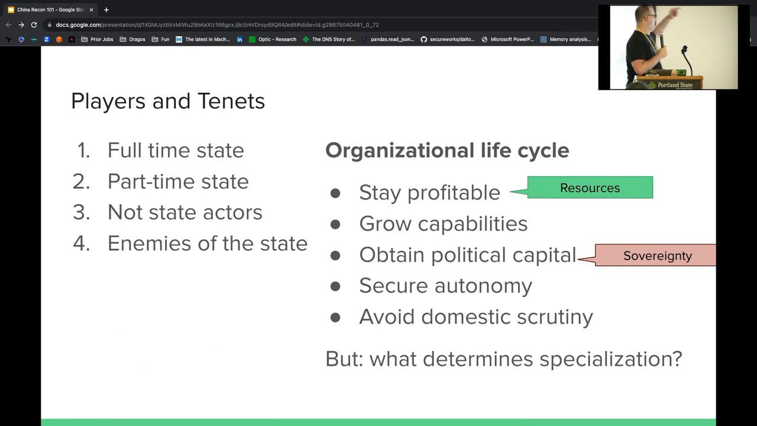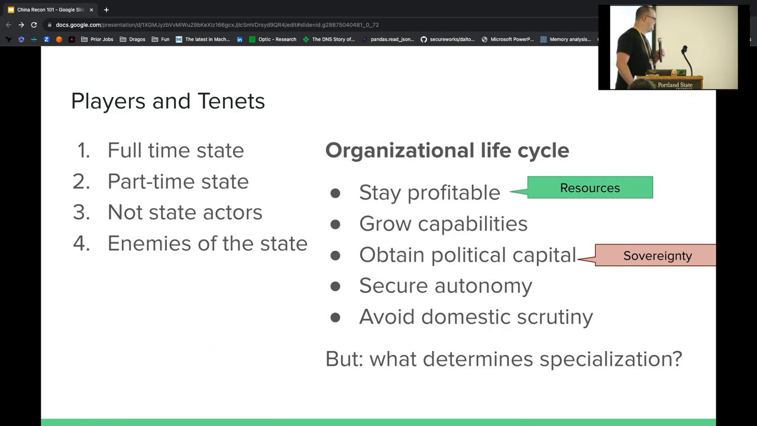You've got people who serve the state full-time. You have organizations that serve the state full-time. You have organizations that serve the state less than full-time, we'll call it part-time. Some publications refer to it as double-hatting; they're basically guest players. There are players who are not at all state actors, of which there are a few, and then there are players who are deliberately enemies of the state.